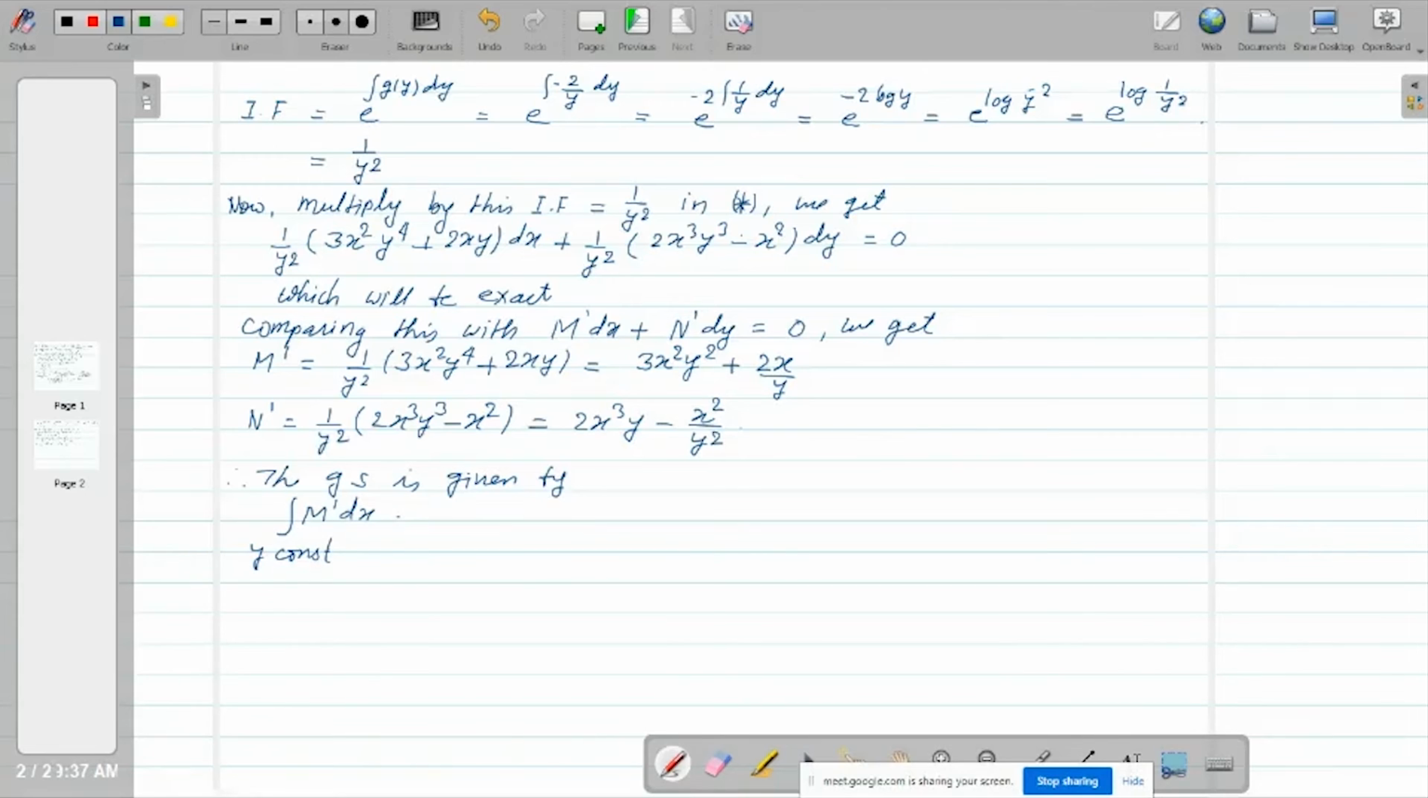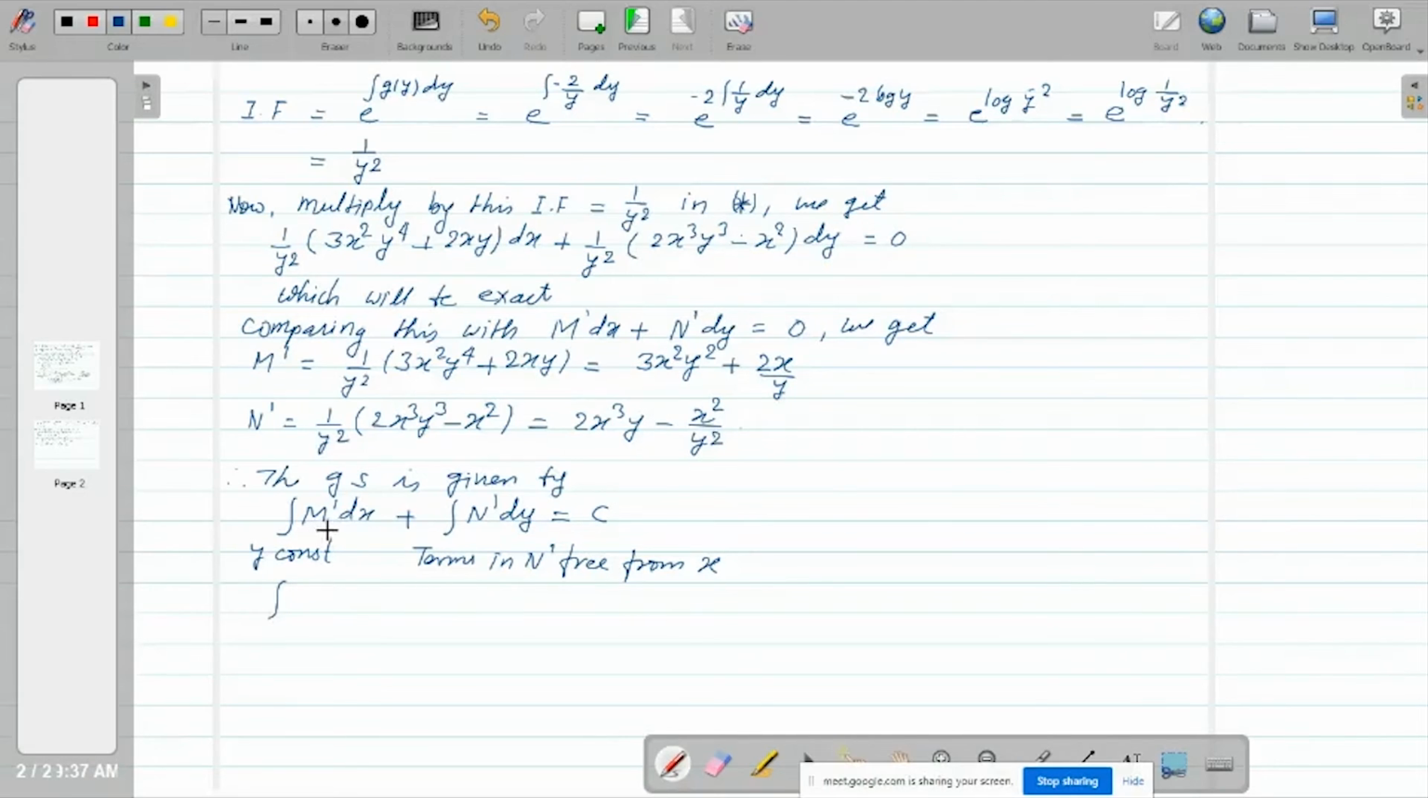Plus integrate n dash dy equal to c, where c is the integrating constant. I'm integrating n dash by taking terms in n dash free from x.